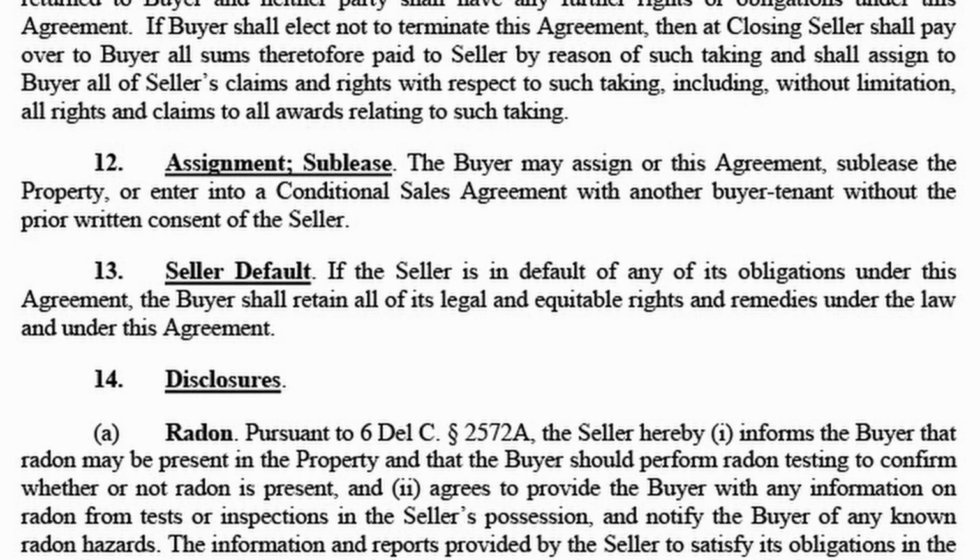So if the seller defaults in any of its obligations under the agreement, the buyer shall retain all of its legal and equitable rights and remedies under the law. So you want this because if the seller decides not to sell or gets cold feet or whatever the case is, you want, as the buyer, to be able to hold the seller's feet to the fire and actually force the seller to sell the property to you or get monetary damages. So you need that to preserve your rights.